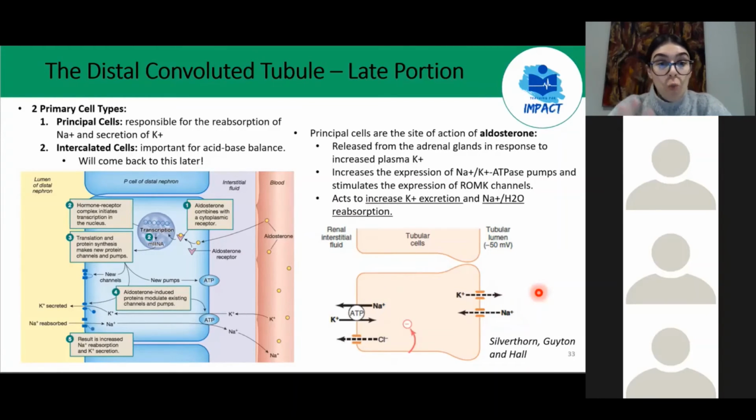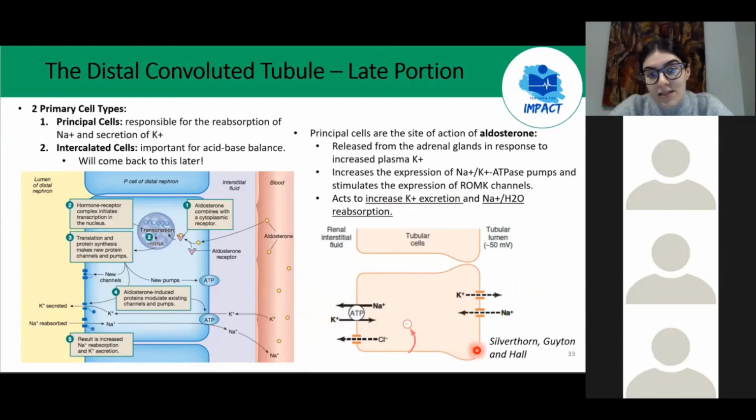So why is this important? Because this is the site where aldosterone acts. Aldosterone is a funky hormone, secreted from the adrenal glands, and it's secreted in response to increased plasma potassium levels. When aldosterone is released, it increases the expression of this pump here. So that means we have lots more sodium being pumped out and lots more potassium being pumped in.